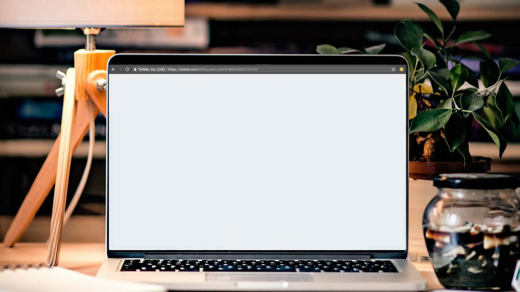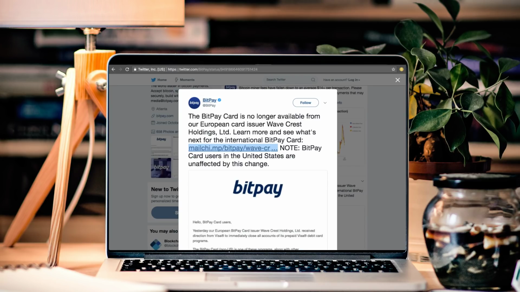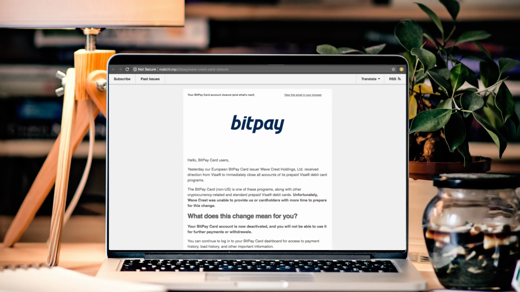So a lot of talk and spotlight was on BitPay, but keep in mind this is a much bigger issue. Okay, so let's take a look at this. So what we have is BitPay coming out today saying that BitPay card is no longer available on our European card issuer WaveCrest Holdings. Learn more to see what's going on. Well, let's do that. Basically, what's happened is Visa has really stepped in.